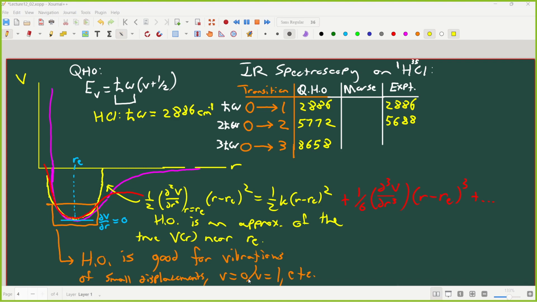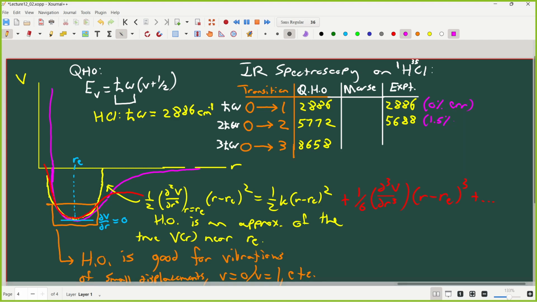In fact, I'll calculate the error really quickly for you because I can't do it in my head. 688 divided by, minus 72 divided by 5772. It's about a 1.5% error. So I'll write that really quickly. This is 0% error, 1.5% error, which isn't bad, but it's worse than before.